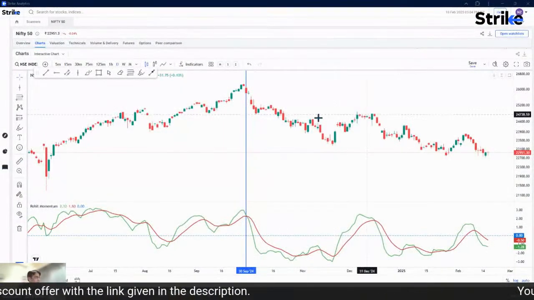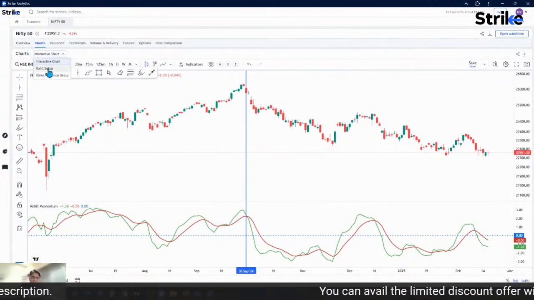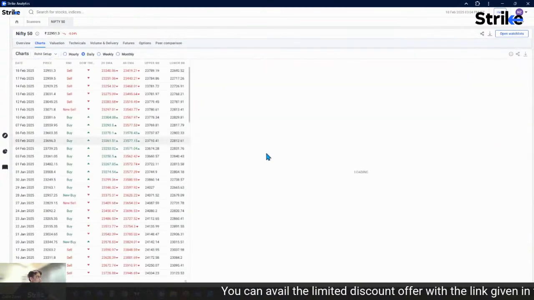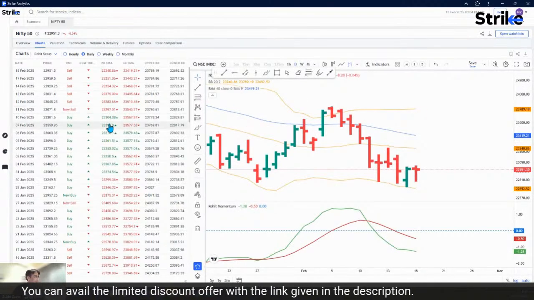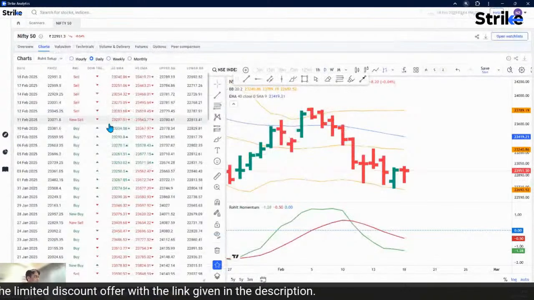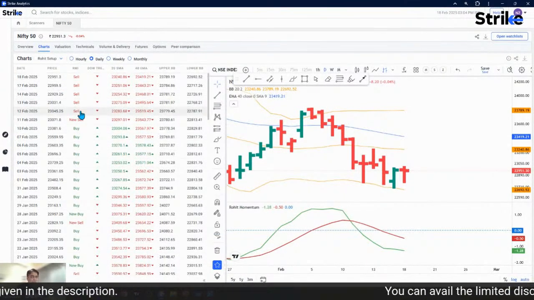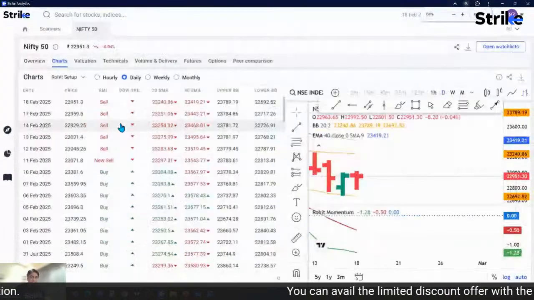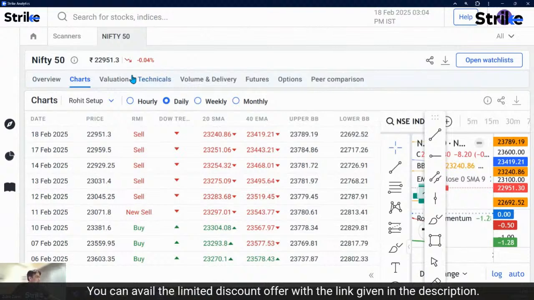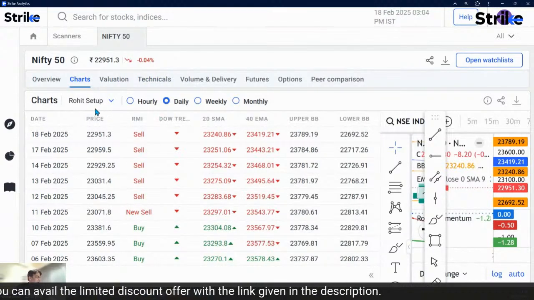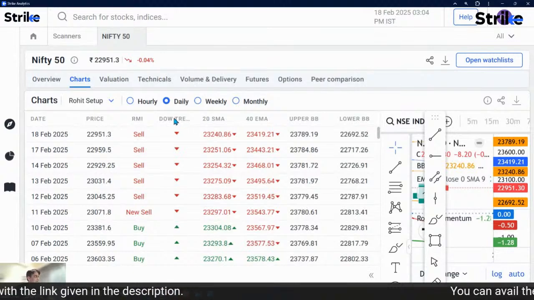Now let me come to this particular level over here. Let's go to Rohit setup. I'm going to Rohit setup on the Nifty chart, and over here on the daily time frame chart, have a look at this. What we have is a tabular format. I'm zooming it so that you can see it nicely. On this daily time frame chart, we have date, price, RMI, and Dow trend.